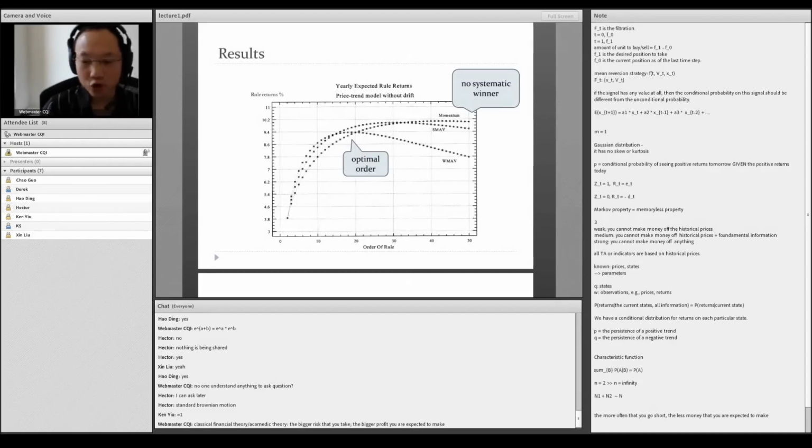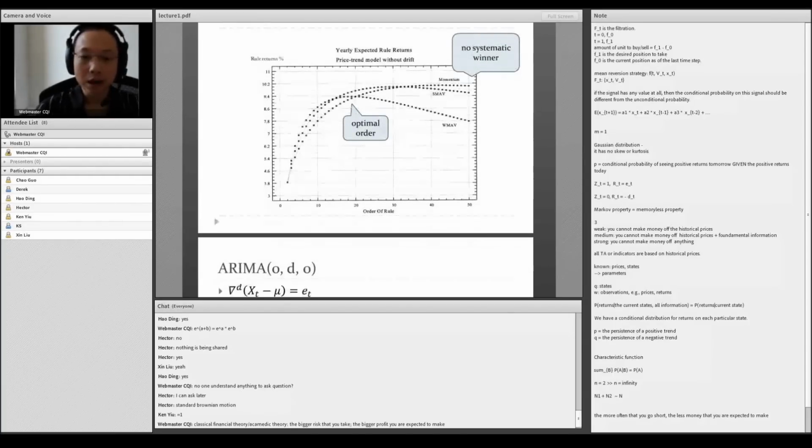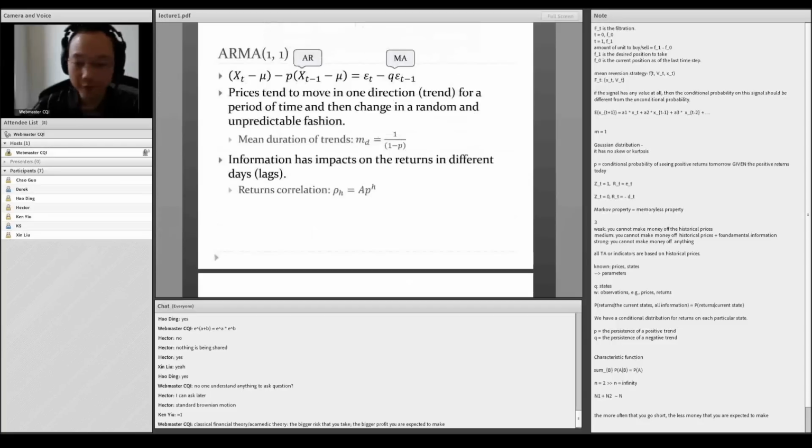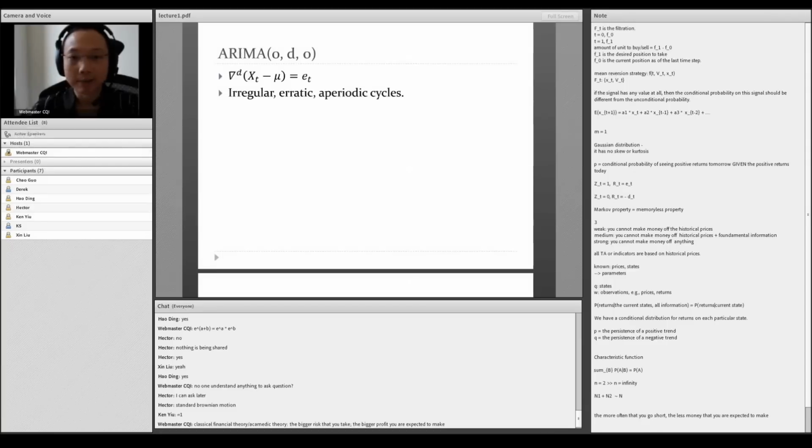We can even make it more complicated because for ARMA, the trend is somewhat predictable. You can compute the mean duration of the trends. We can make the returns process more complicated by moving from ARMA(1,1) to an ARIMA model. Okay, and then now you remove the predictable trend. You make everything very unpredictable. Even the cycles, you introduce cycles, but they are aperiodic, irregular. Okay, so this is an even more realistic modeling of the return process, and then we repeat the same experiment.